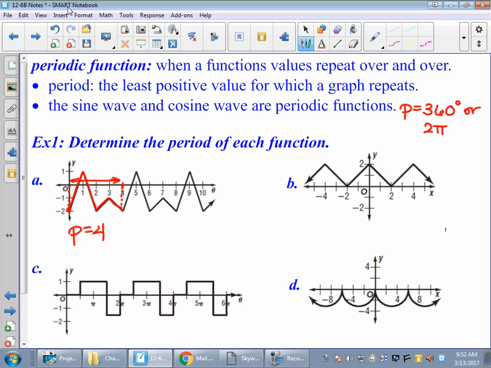If I, for some reason, want to start at 5 up here, and I looked at this W-shaped part of the graph, that went from 5 all the way to 9, and when you subtract and figure out the distance between those two, you end up getting 4 again. So the easiest place to start is 0, but you don't have to start at 0. If you look at the example in part B, if I start at 0, I'm up at 2, I go down, and I'm back up at 2. So the period of this function would also be 4.